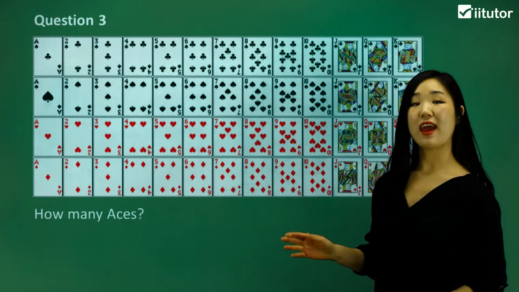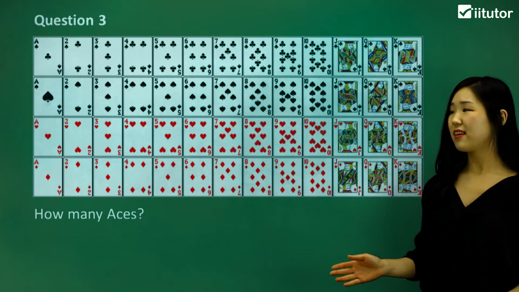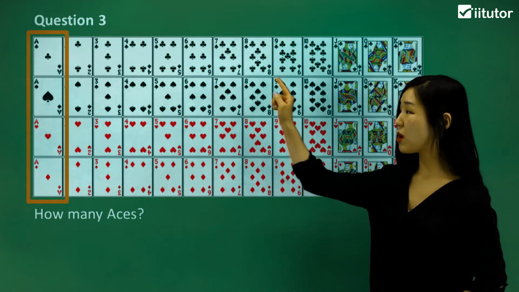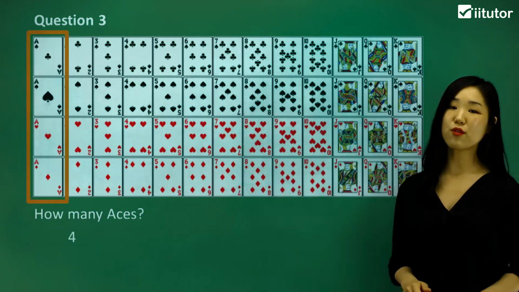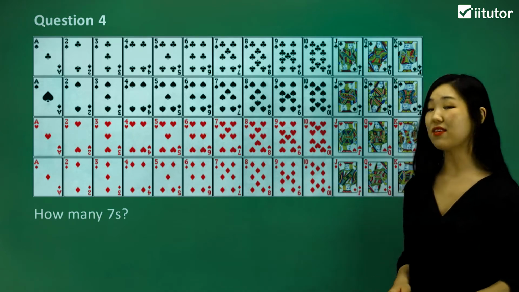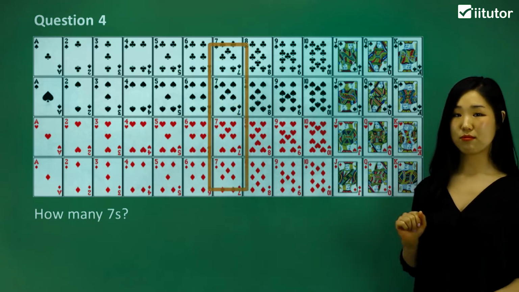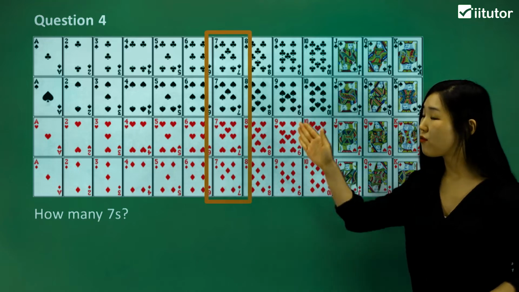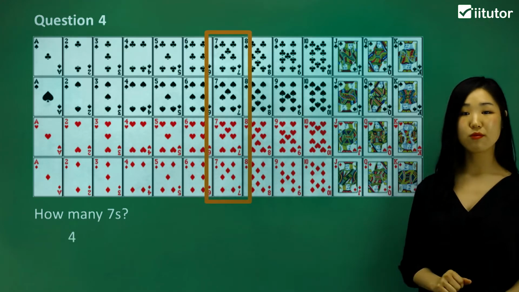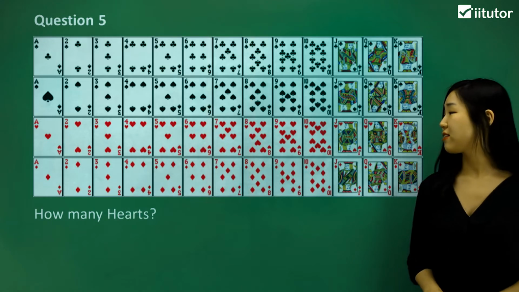How many are aces, guys? Now, aces are the letter A, so those ones. And we have exactly 1, 2, 3, 4. So 4 of them are aces. Now if we go to the next one, how many are sevens? Now sevens, these are the sevens. And you can see that there are 4 of them. Yes? 4 sevens, 1, 2, 3, 4. So 4 sevens.